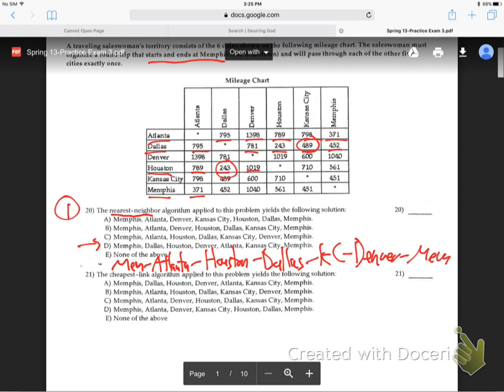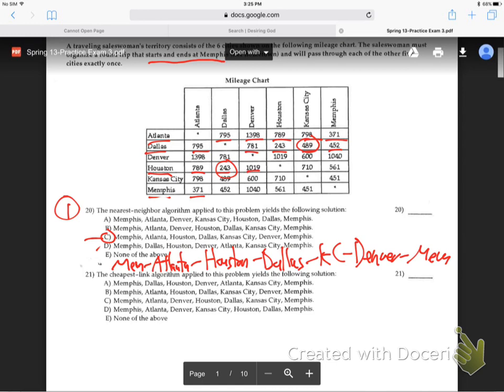Okay. So which answer? Now remember, the answer can be forward or backwards. So watch out. Don't get tricked by that. They can do that same loop. Forward's a loop, really, right? So it can be forward or backward. So Memphis, Atlanta, Houston. C's looking good. Dallas, Kansas City, Denver, Memphis. That's it. So it's answer C, huh? We good there? I'll move on. Stop me if you have questions.